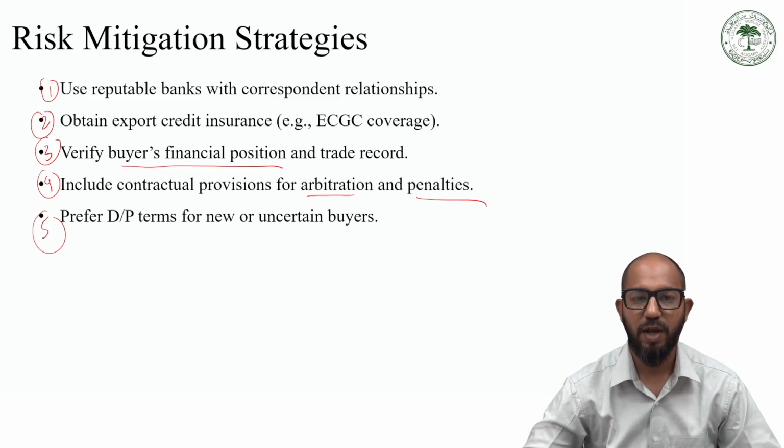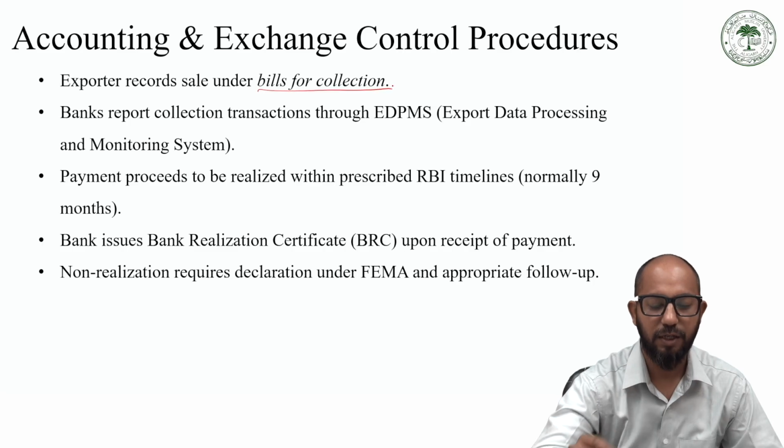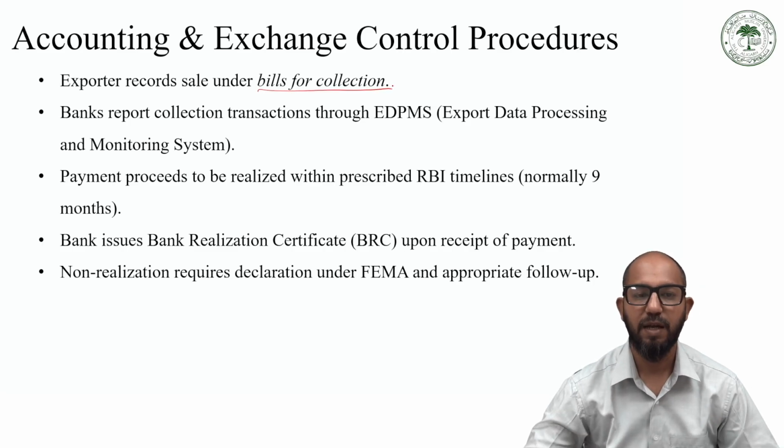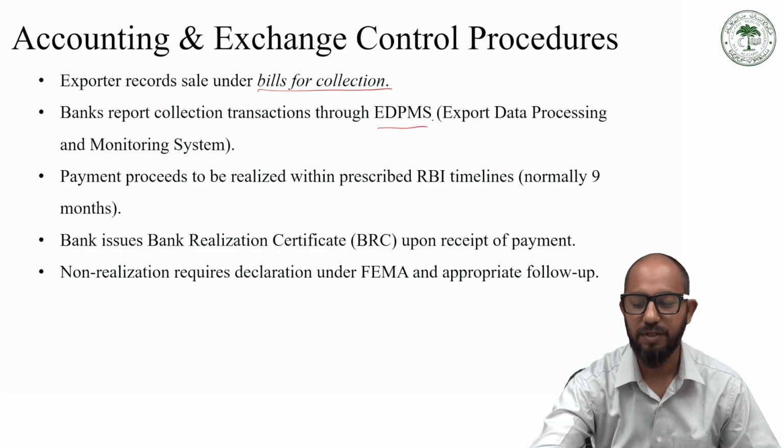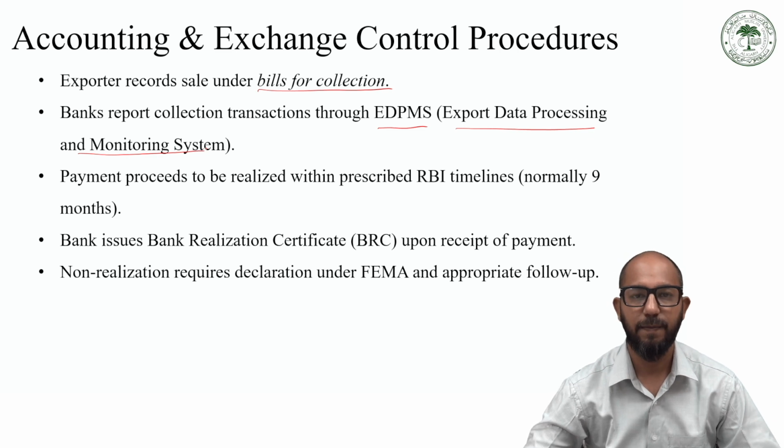Instead, for the new exporters, it is recommended that they should use the DP, that is payment terms. Let us now focus on accounting and exchange control procedures. The exporter is expected to record sales under bills for collection. Through this, the bank reports collection transactions with the help of EDPMS, that is Export Data Processing and Monitoring System.